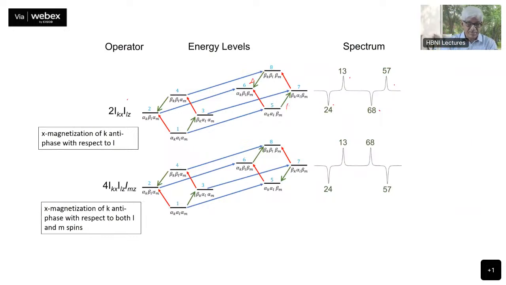Now similarly, you can draw for 2 IKY ILZ, and ILX IKZ and things like that. For every operator you can do this. I've illustrated this with one of them, IKX ILZ.